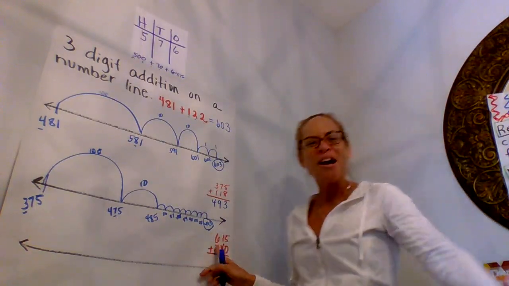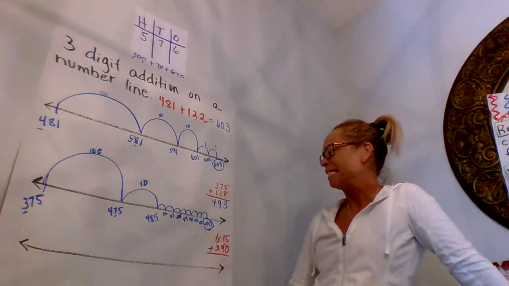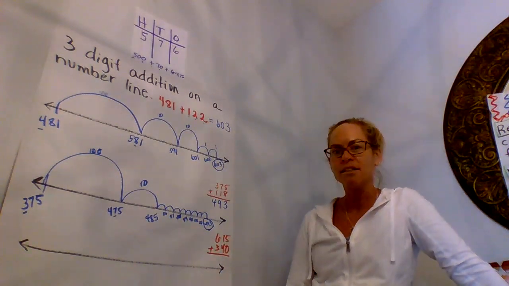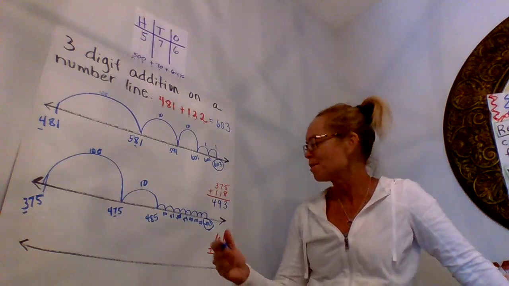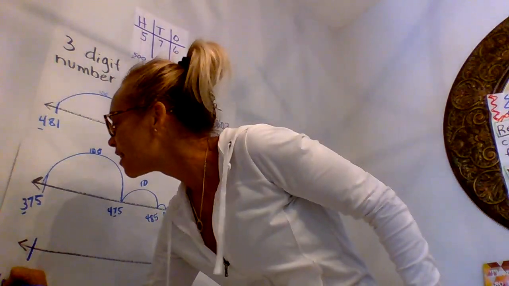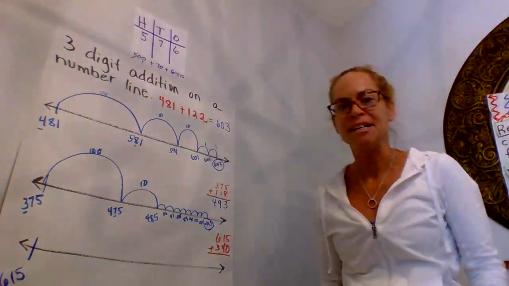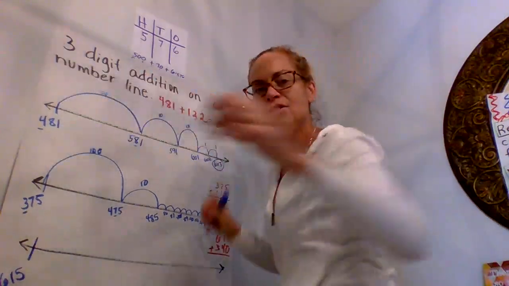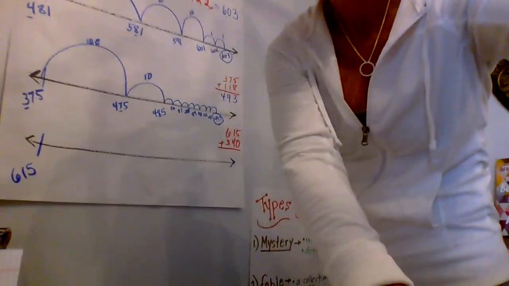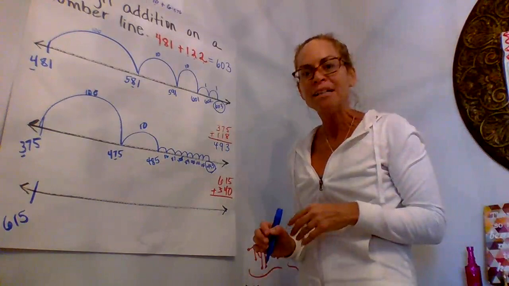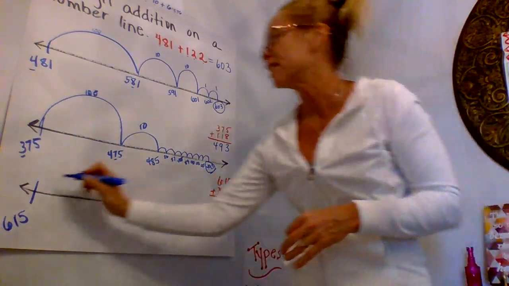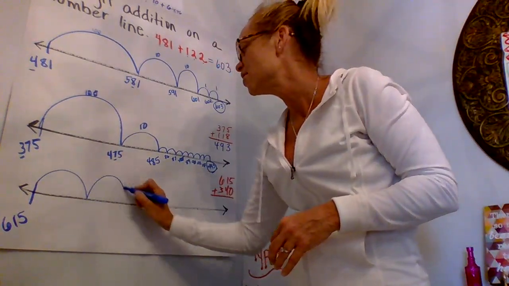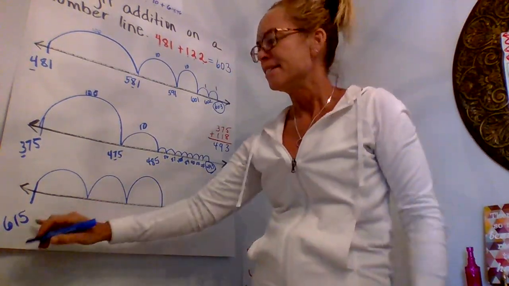All right. Our next addition problem is 615 plus 340. Plot the largest number. 615. Hold on. Okay, here we go. All right. I'm going to hop 300 and 40. There's 300. 1, 2, 3.